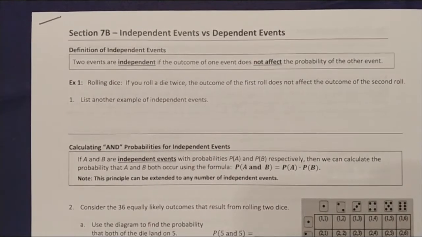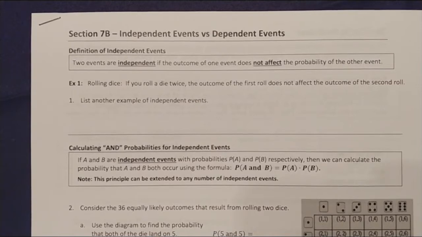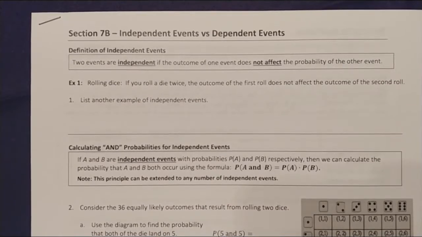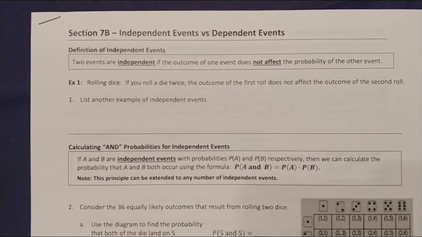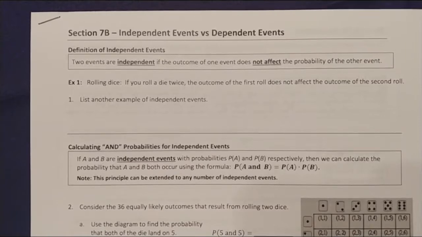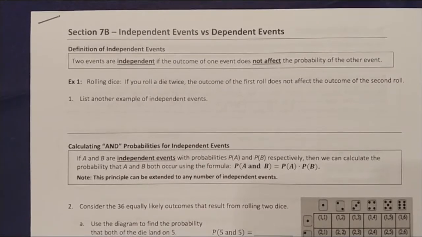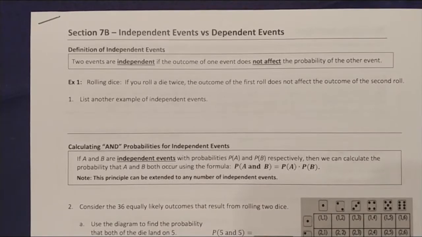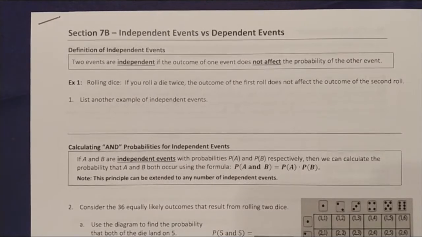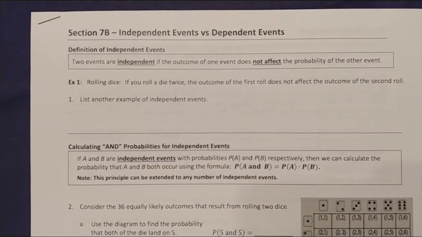All right, so now we move on to section 7b, which is more practice on probability problems. Here we specifically focus on what's called independent events versus dependent events. The definition of independent events is: if you have two events that are independent, the outcome of one event does not affect the probability of the other event.